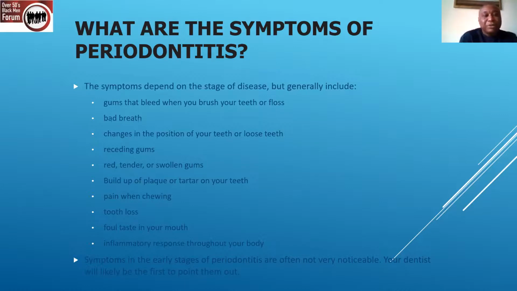So what are the symptoms? There's bleeding gums, bad breath, and changes in the position of the teeth. Teeth begin to drift and move about. The gums recede, and they're red, tender, and swollen. There's a buildup of plaque and tartar around the teeth, and once that hard stuff is on your teeth, you cannot remove it. It's the dentist that will do that. Invariably, if it's not treated, it results in tooth loss.